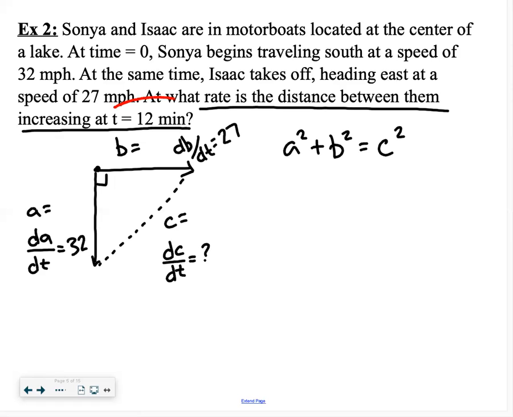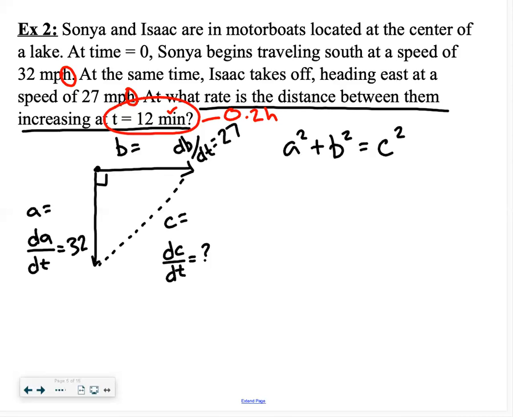One thing that we introduced in this problem was time. Time is 12 minutes. Now, before I do anything, I want to make sure that my units are all the same. This is miles per hour, this is miles per hour, but this is in minutes. Let's make sure they're all in hours. So this time is actually 0.2 hours. So now I have everything in hours.